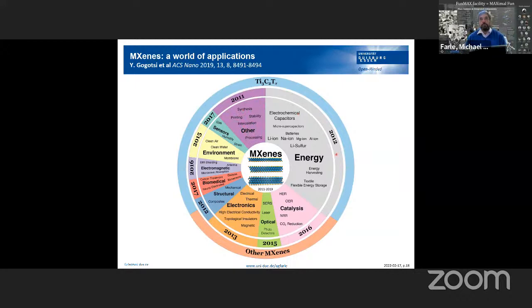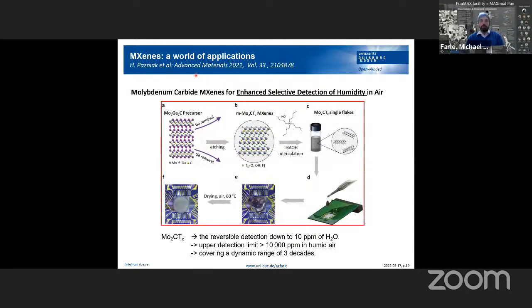So this is an example, the yearly evolution of the use of this titanium carbon termination and other MAXenes. And there's a nice review here by Yuri Gogotsi from 2019, and there are newer ones also. Okay, so we participated a little bit in that. Anna Pasniak was a postdoc in my group, working with Ulf Wiedwald, and she did molybdenum carbide MAXenes for enhanced selective detection of humidity in air.